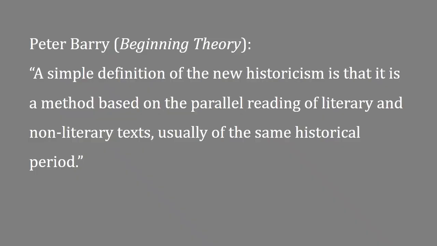A simple definition of the new historicism is that it is a method based on the parallel reading of literary and non-literary texts, usually of the same historical period. So friends, if you look at this definition, you find that they give equal weightage to literary and non-literary texts. And here the emphasis is on parallel reading. Now what is this parallel reading? Parallel reading is nothing but the study of the non-literary texts of that particular era or age, while analyzing the literary texts. These are parallel, similar processes. If you want to analyze this literary text, you need to read these non-literary texts.